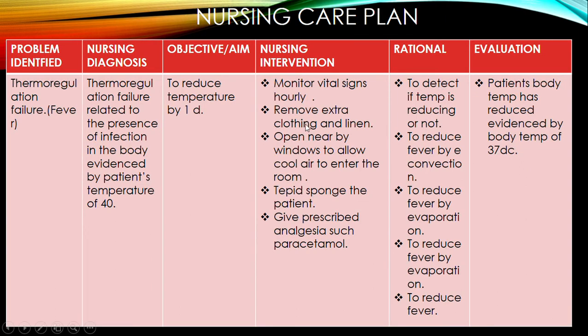So the second intervention is that you're going to remove extra linen and extra clothing. Why you're doing that is you want to reduce fever by convection. Then you are going to open nearby windows to allow cool air to enter into the room, thus reducing fever through the process of evaporation. Then tepid sponging can be done to reduce fever by evaporation.